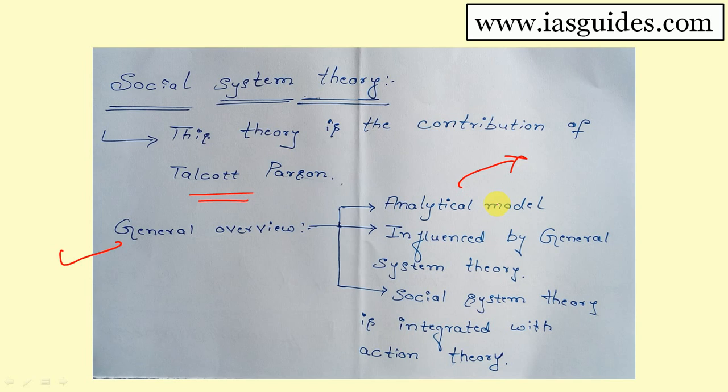Third point: the social system theory is integrated with the action theory. Without understanding action theory, you cannot understand social system theory. That means both are integrated and explained together. These are the general overview points we have to keep in mind before proceeding to define what is social system theory given by Talcott Parsons.